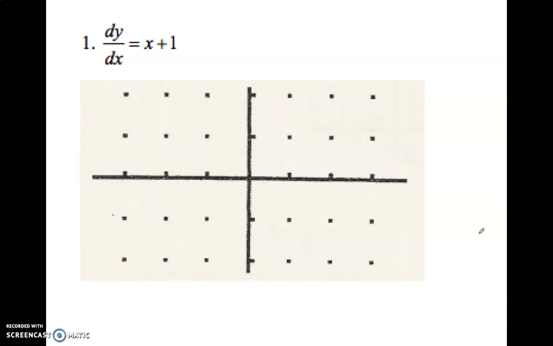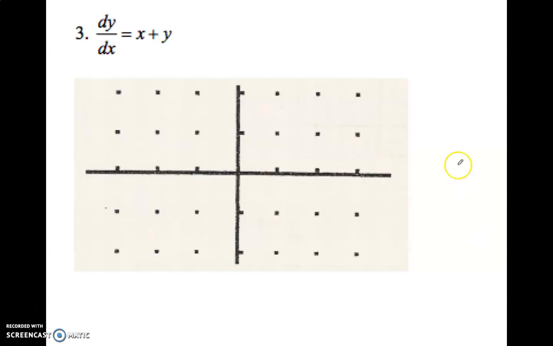As for your worksheet, here's your worksheet in action. So x plus 1, you can try that. I wanted to show you one of them where we have an x plus a y. So this has both of them. What's going to happen is that when we do a point, for instance, 1, 0, we're going to use the x and the y in our calculation. X is 1 and the y is 0. So slope at 1, 0 would be 1. So at 1, 0, we do our best to make a slope of 1.